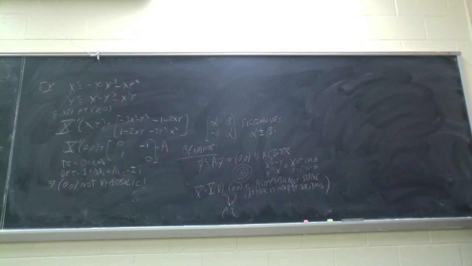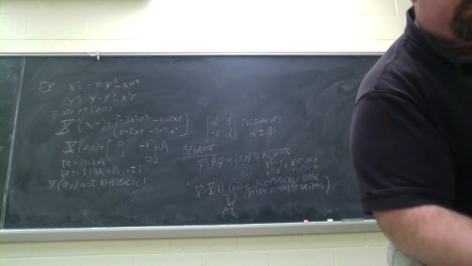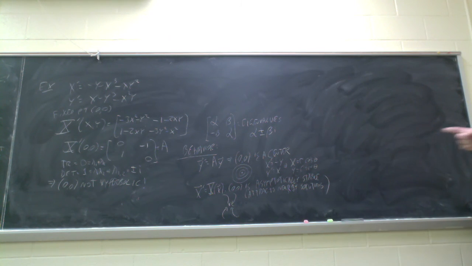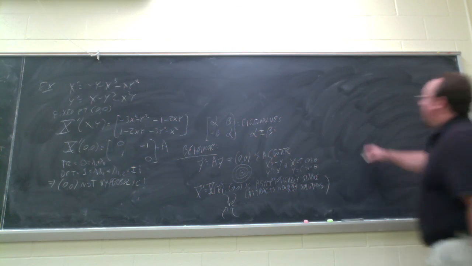So we have 3 types of points we can talk about. We have hyperbolic fixed points, which are covered by the linearization theorem. We have non-hyperbolic fixed points, where the situation is hopeless. And then what about non-fixed points?